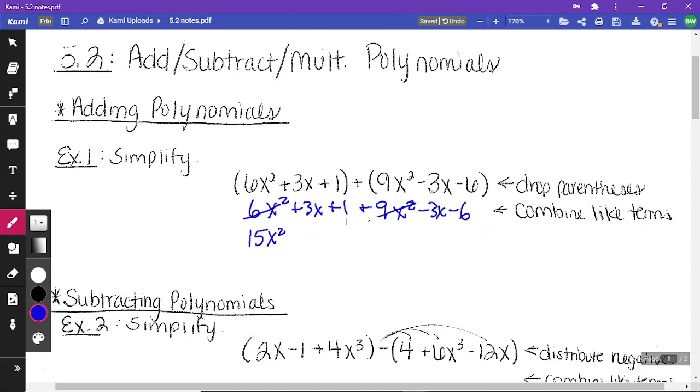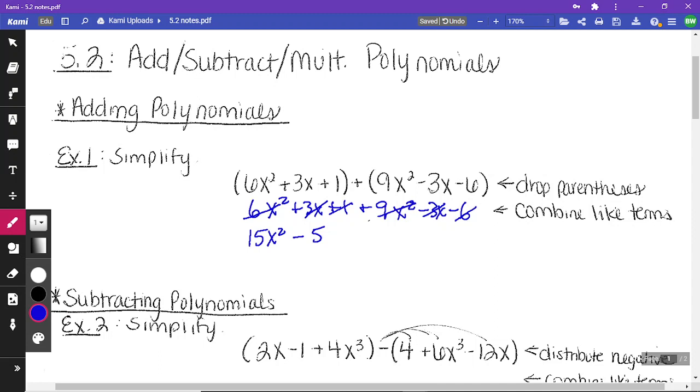And then what other like terms do we have? Well, we have this 3x, and here's negative 3x. Well, that adds to 0, right? So we don't write anything. That's just 0x. And then we have plus 1 and minus 6. Plus 1 minus 6, well, that's minus 5. Then we cross that off, and then we know we're done. We've combined all the like terms.